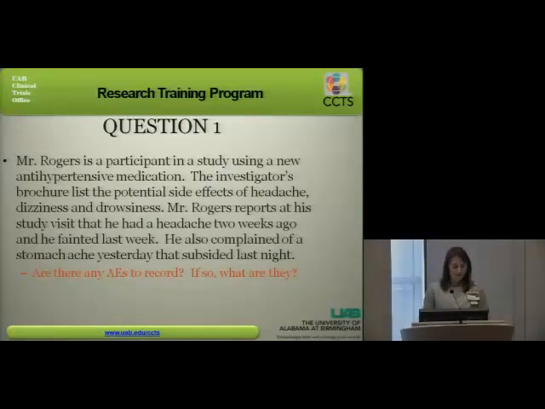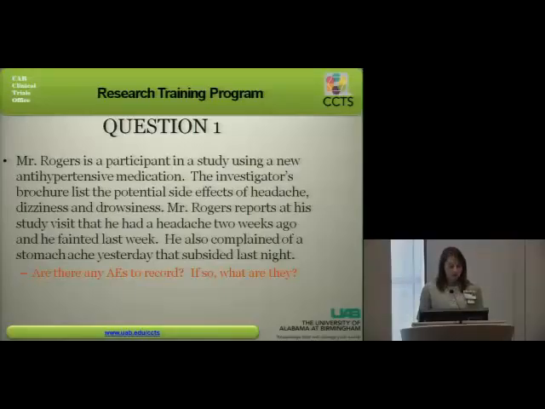So for question number 1, Mr. Rogers is a participant in a study using a new antihypertensive medication. The investigator's brochure lists the potential side effects of headache, dizziness, and drowsiness. Mr. Rogers reports at his study visit that he had a headache 2 weeks ago and he fainted last week. He also complained of a stomach ache yesterday that subsided last night. So with this, are there any adverse events to record? And if so, what are they?